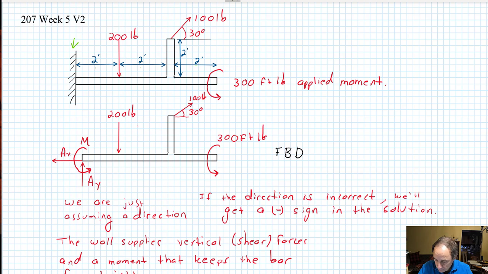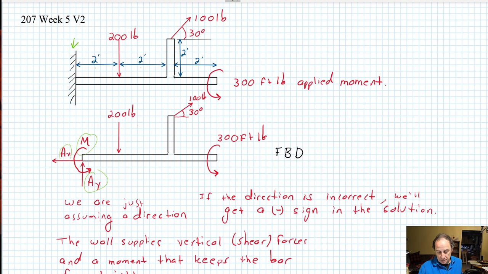on the piece. So our first step is to draw a free body diagram, which is right underneath this. For a free body diagram, you separate the part of interest from its supports, and you replace them with the reaction forces that the support would supply. Here the wall would supply a force in the x direction, a force in the y direction, and a moment. So that's really the only change going to the free body diagram. Everything else is as it was on the actual diagram.